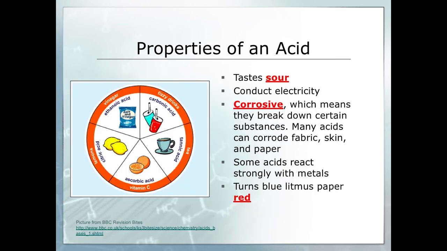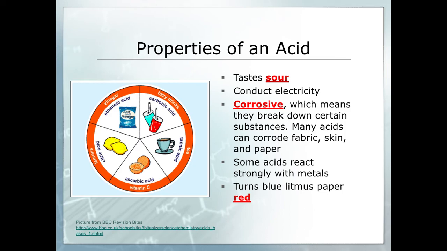So here are some properties of acids. So they taste sour, they conduct electricity, they are corrosive, which means they break down certain substances. For example, many acids can corrode fabric or skin or paper. Some acids react strongly with metals, and they will turn blue litmus paper red.